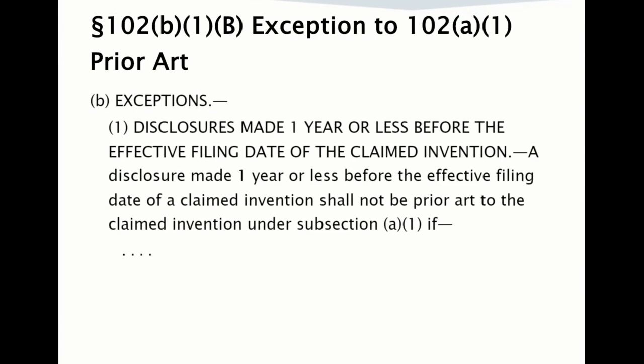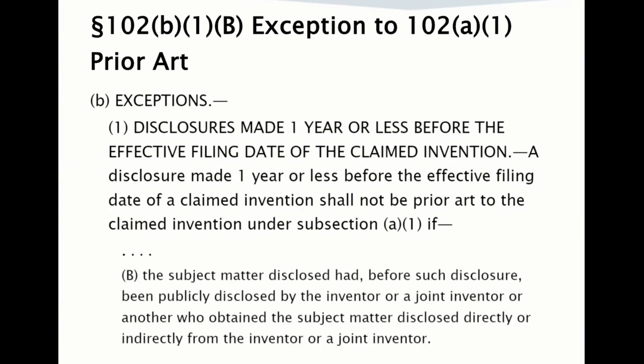While the 102B1A exception was about inventor-originated grace period disclosures, the 102B1B exception concerns an inventor or joint inventor disclosing subject matter before it was disclosed by a third party. In context, 102B1B says, a disclosure made 1 year or less before the effective filing date of a claimed invention shall not be prior art to the claimed invention under subsection A1 if the subject matter disclosed had, before such disclosure, been publicly disclosed by the inventor or a joint inventor or another who obtained the subject matter disclosed directly or indirectly from the inventor or a joint inventor.